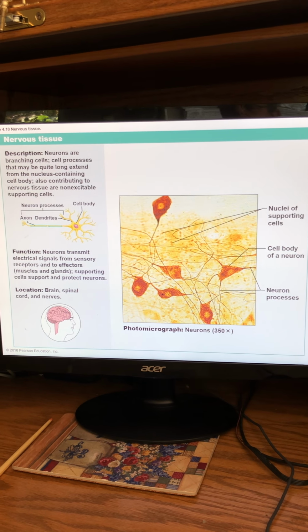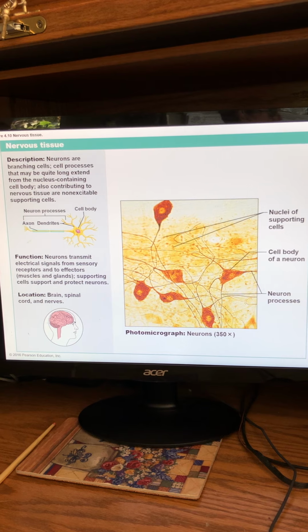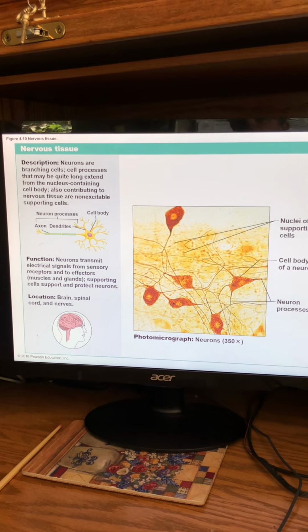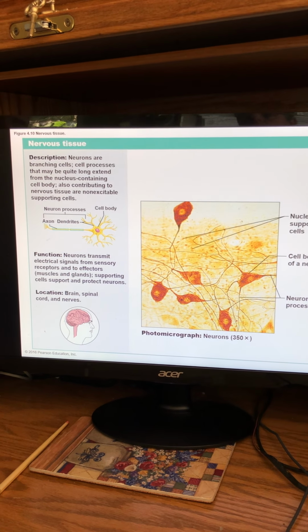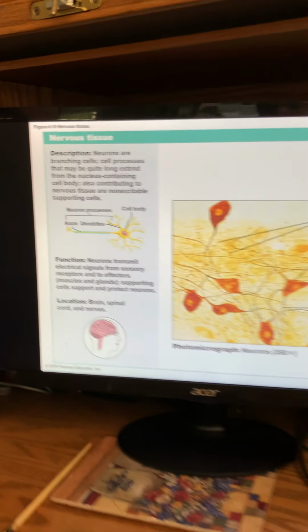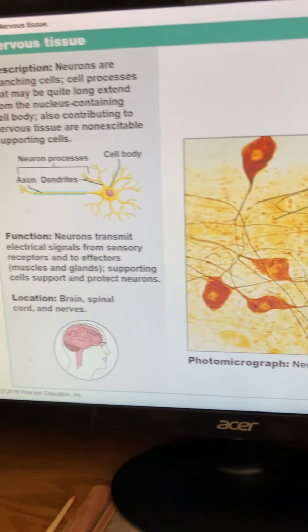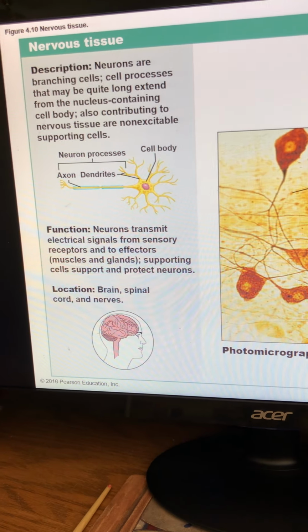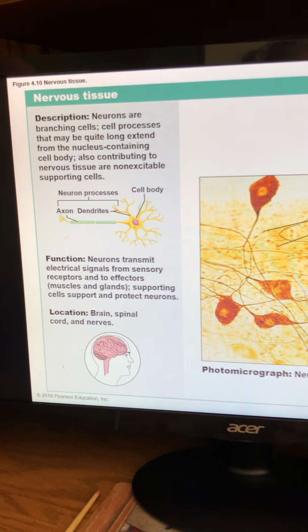So this particular type of tissue, and this is about the only slide you'll see of it, is nervous tissue. Where are you going to find it? You're going to find it in your brain and your spinal cord, which are both your central nervous system, and then any nerves that are going to and away from the central nervous system, which is called your peripheral nervous system.